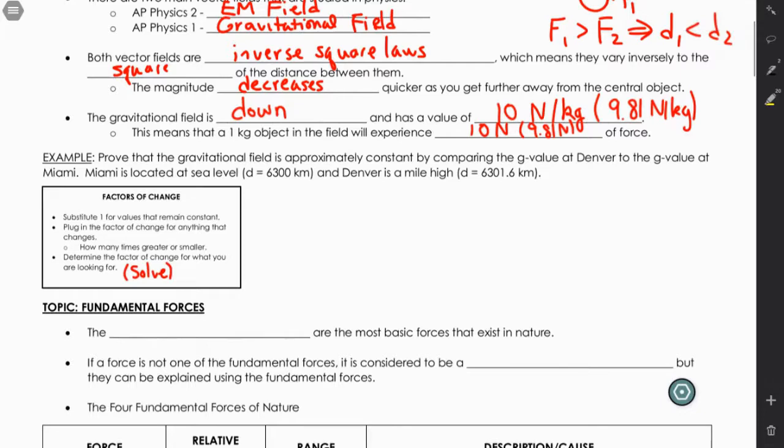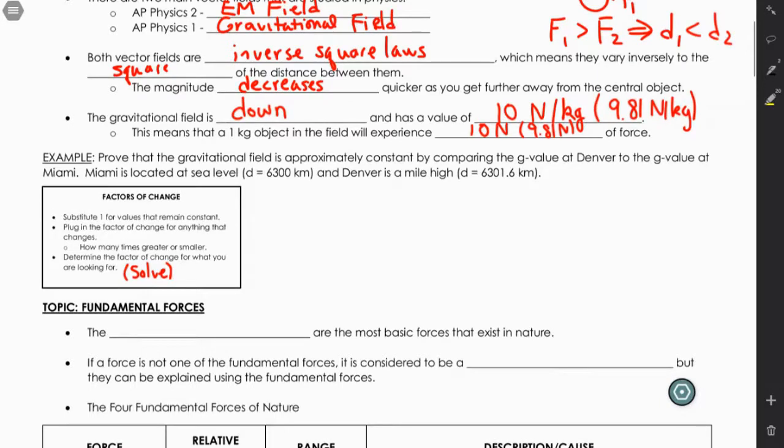So basically, you're going to solve for whether what you're trying to figure out is bigger or smaller. Here's an example. It says prove that the gravitational field is approximately constant by comparing the g value at Denver to the g value at Miami. Miami is located at sea level, which is approximately 6,300 kilometers from Earth's center. Denver is at a mile high, which is 6,301.6 kilometers. That's why Denver is called the Mile High City: it sits 5,280 feet up.